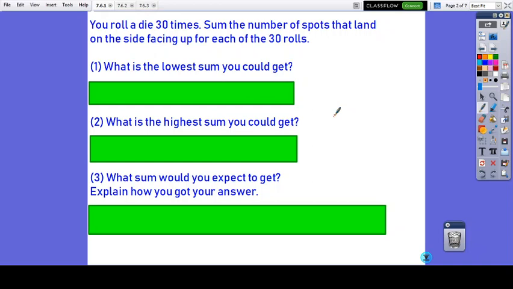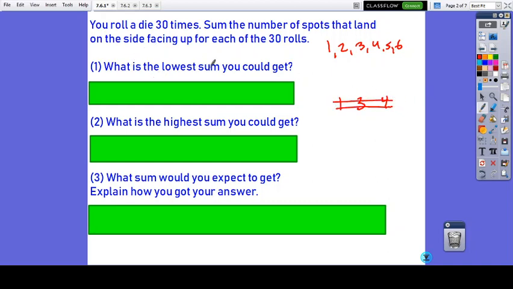You have some ideas, okay? So you roll a die, okay? A die has the numbers 1, 2, 3, 4, 5, and 6 on it. You roll it 30 times. You're going to sum the number of spots that land on the side facing up for each of the 30 rolls. So if you roll a 1 and then a 3, your sum's 4, and then a 4, your sum's 8, and so on and so forth from there.